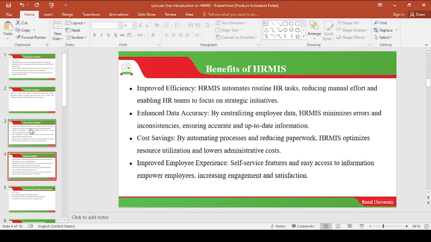So this gives enough time for the human resource department to learn other strategic things instead of just retrieving employees' information from the system. The next benefit is it enhances data accuracy. By centralizing employee data, the human resource management information system minimizes errors and inconsistency, ensuring accurate and up-to-date information.